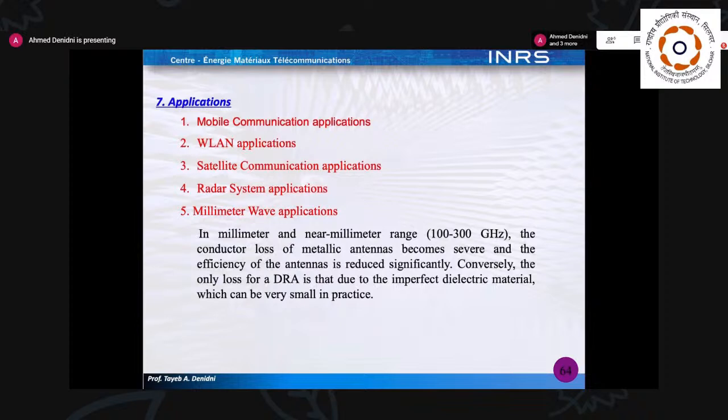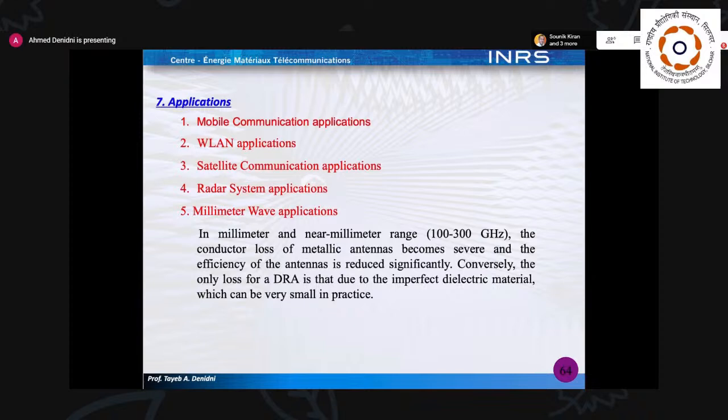Now, because I go for application, just keep it brief. Application of dielectric resonator, we can find them for mobile communications. We can use it for WLAN, wireless local area network application, for satellite application.